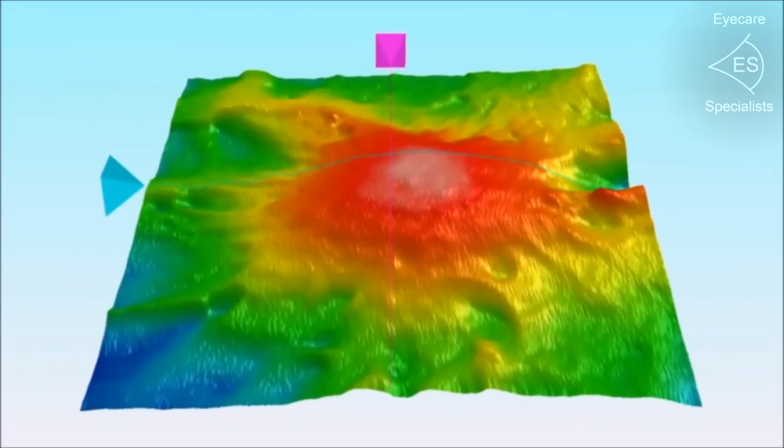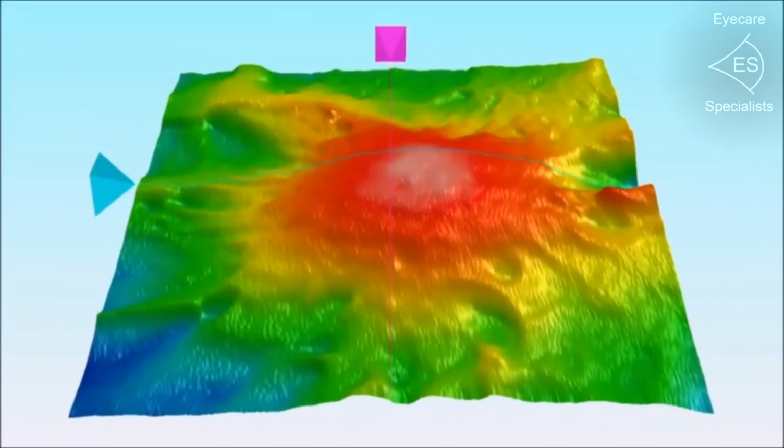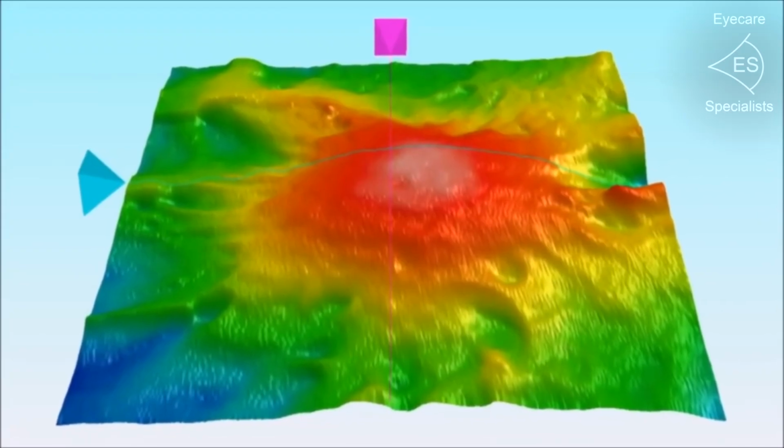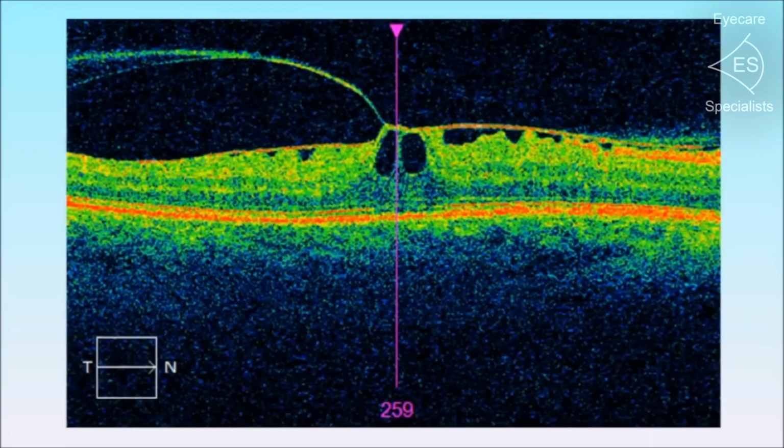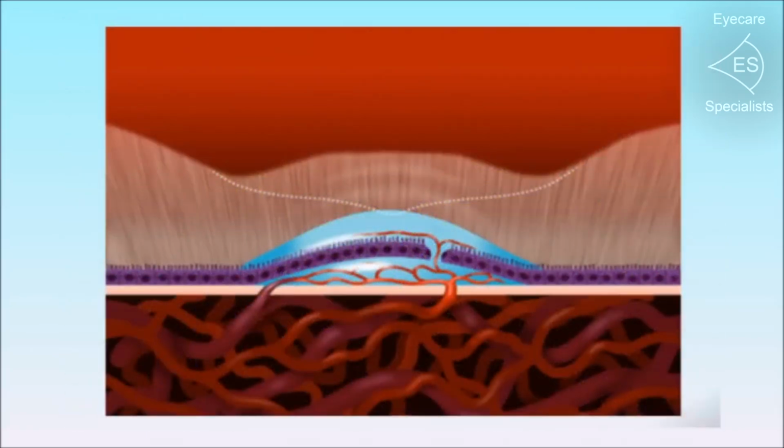This patient, shown in the next two images, has developed an epiretinal membrane on the retinal surface. As the membrane contracts, it causes distortion and cysts of fluid to form. This requires urgent surgical intervention.